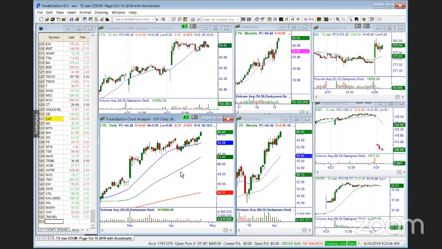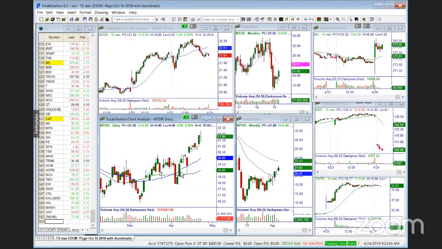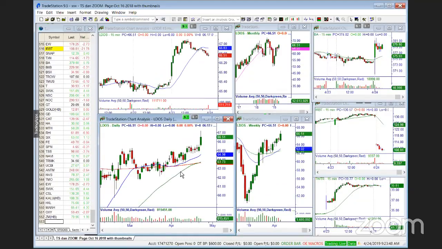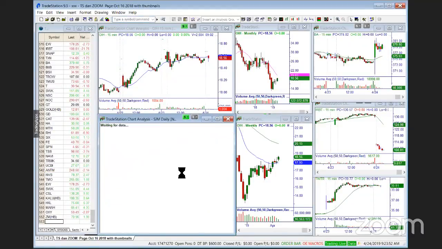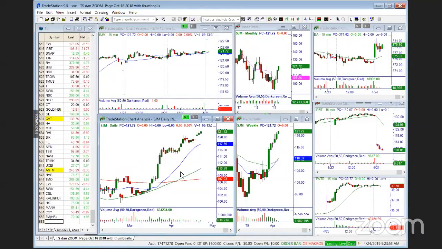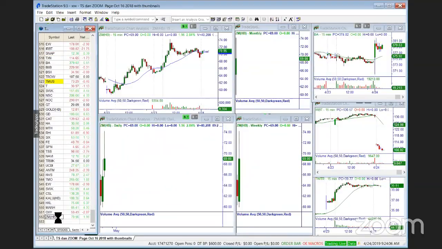LYV, we're long the stock, it looks fantastic. Mickey D, covered call, looks great. Matador, long stock, looks fine. LDOS, long stock, looks good. OIH, long the ETF, looks good. SJM, we're long, looks good. And finally, XLU, we are short. That's fine, going nowhere. That's it. We had a ton of opens, and they all look pretty darn good.